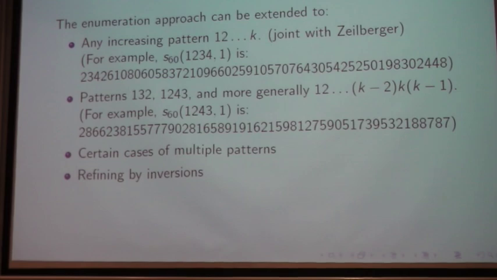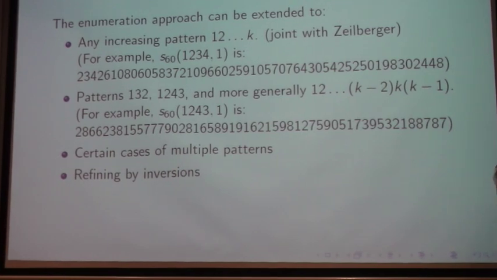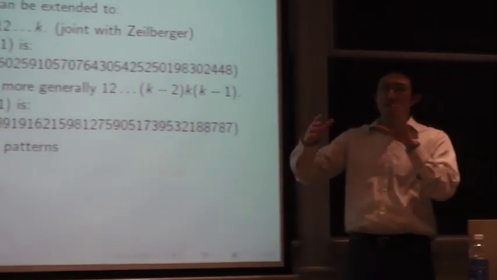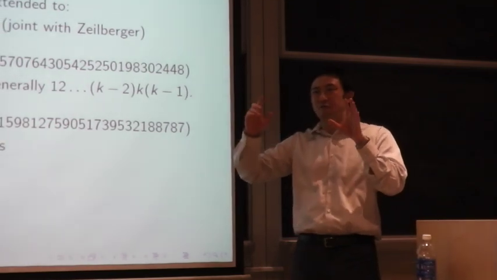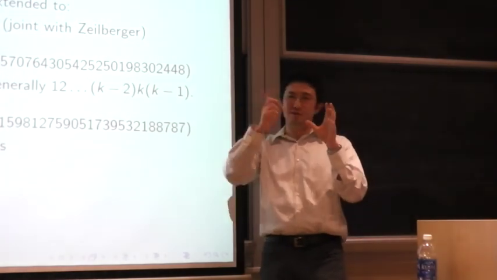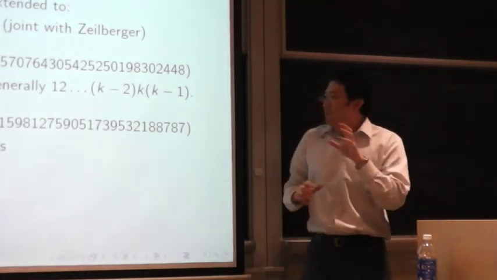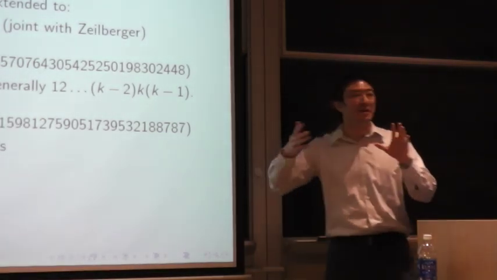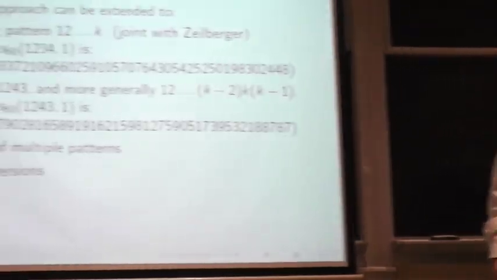And then one last thing is you can also refine by this permutation statistic called the inversion number. Basically, the inversion number is the number of 2-1 patterns within the permutation. So it represents how unsorted the permutation is. It's easy to quickly refine by inversions as well.